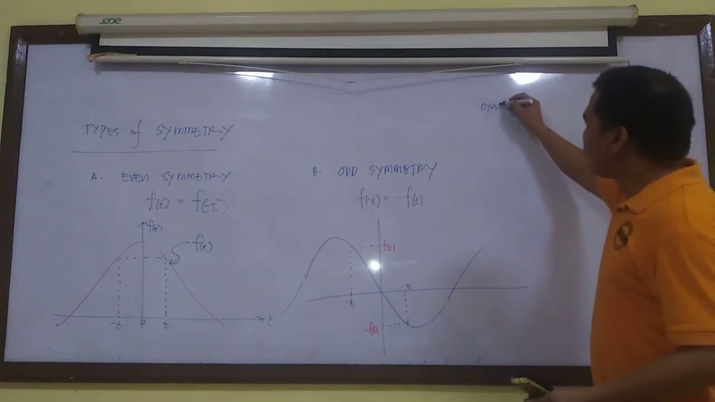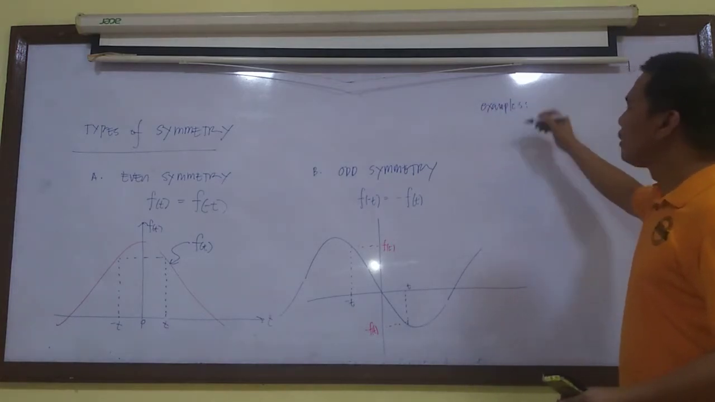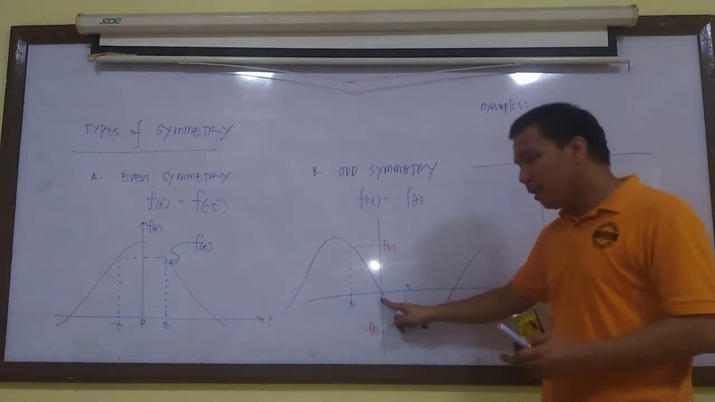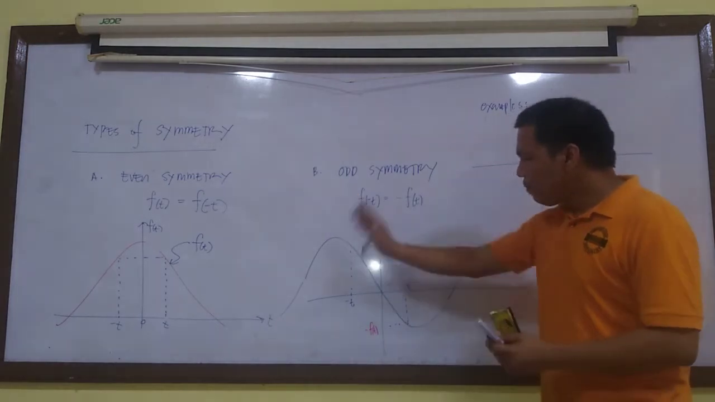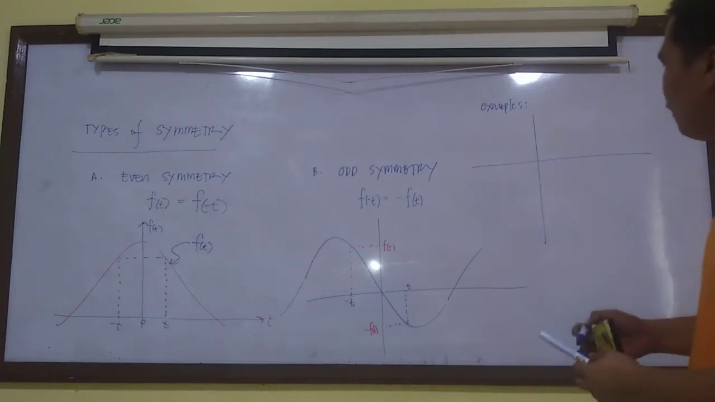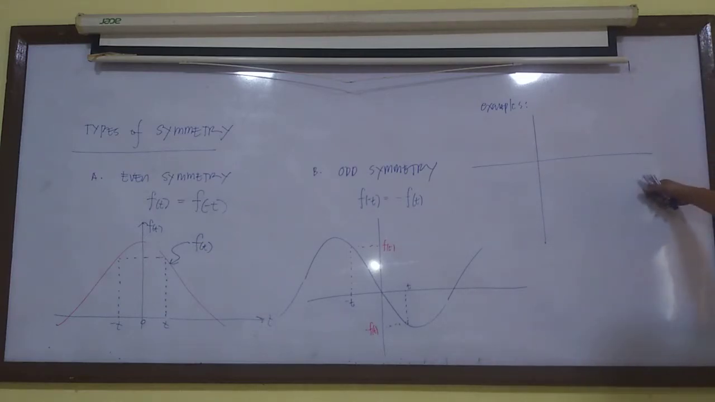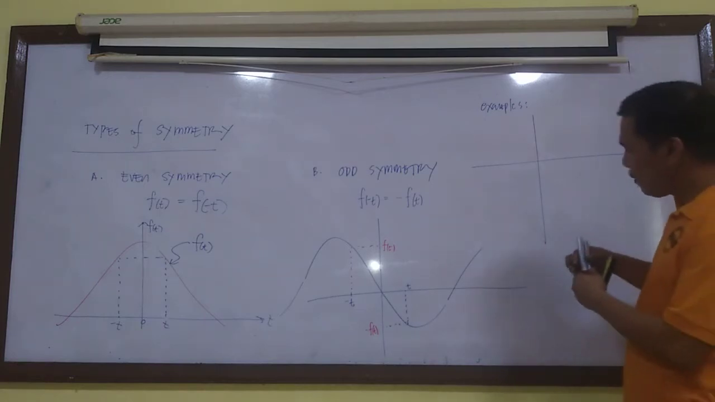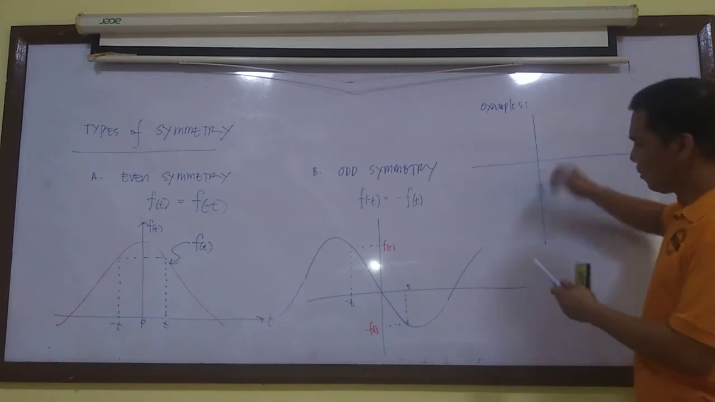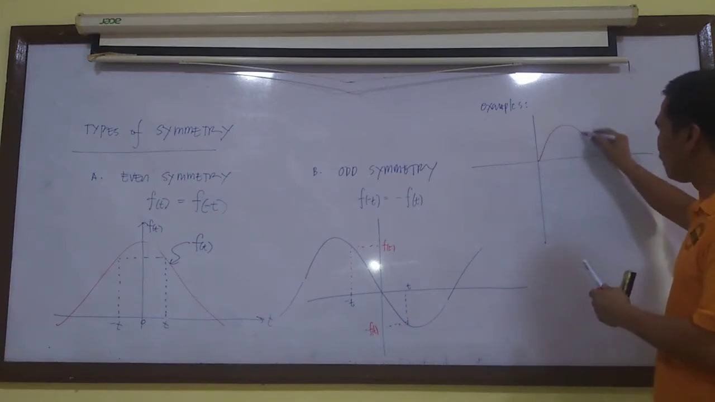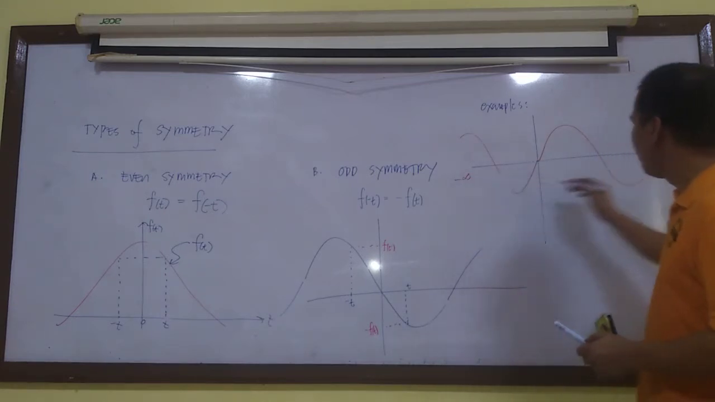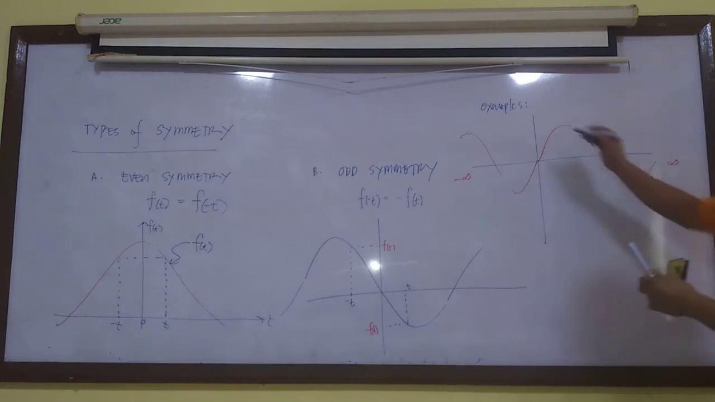Now, here are examples of odd symmetry. When you say odd symmetry, that is symmetrical to your origin. Your origin will divide your graph into two equal parts. For example, I have here my sine function. This is the graph of your sine function from negative to positive infinity.